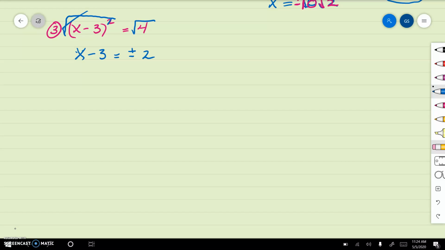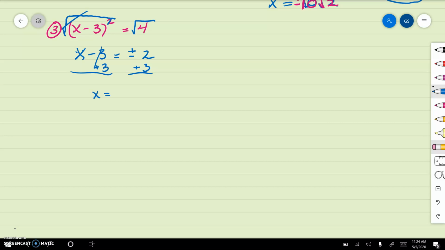Okay? Now this is where it gets a little different. We're going to add 3 to both sides. But do you see how we have two answers here? We have a positive 2 and we have a negative 2. We have to come up with two answers then.